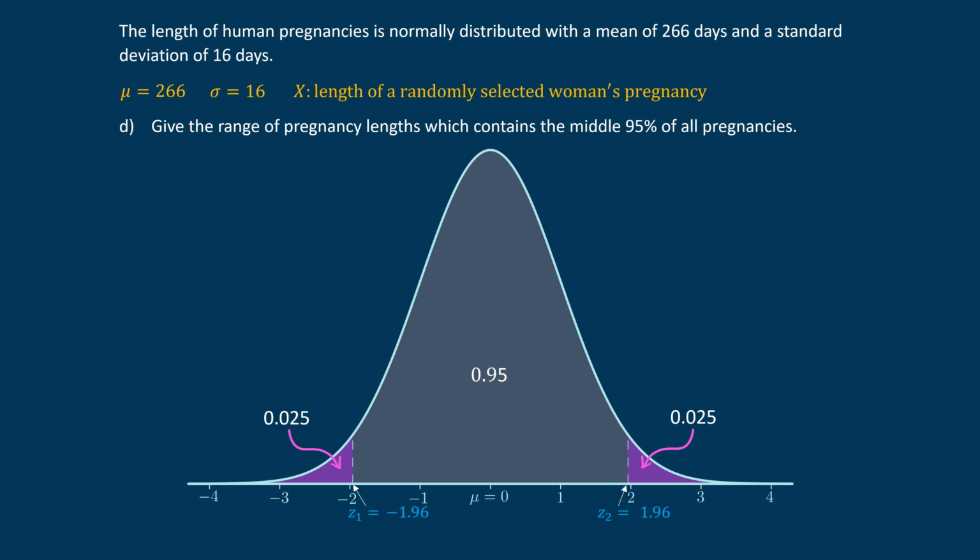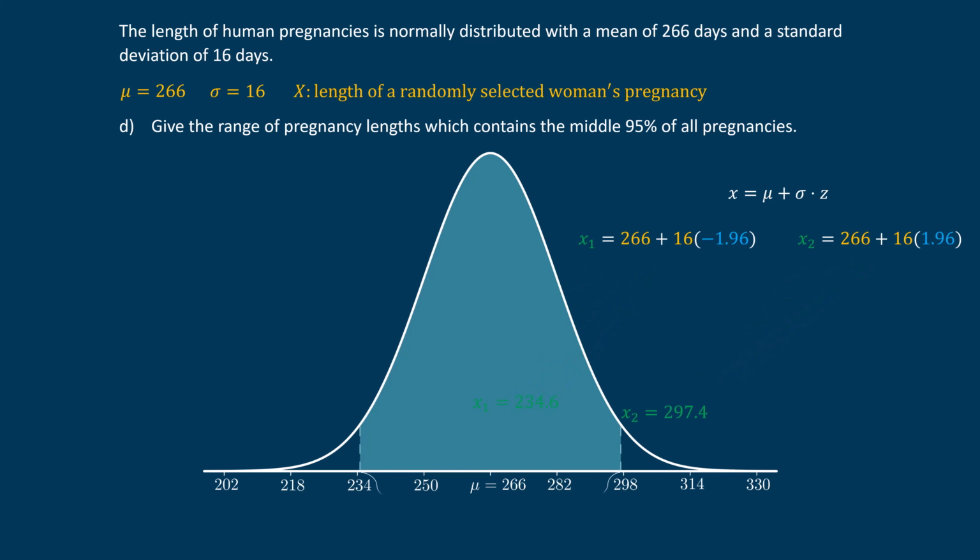Alright, so let's apply this formula to get our x values. Using the formula for the negative z-score first, we get 266 plus 16 times negative 1.96, and that equals 234.6. Doing the same thing for the other z-score, we get 266 plus 16 times positive 1.96, and we get 297.4. Therefore, the middle 95% of all pregnancies last approximately between 234 and 298 days.